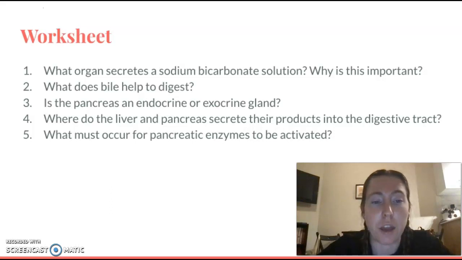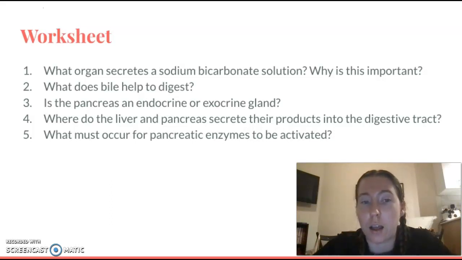Third question: is the pancreas an endocrine or exocrine gland? Fourth question is: where do the liver and pancreas secrete their products into the digestive tract? And fifth question is: what must occur for pancreatic enzymes to be activated? So those are just a little bit of food for thought. I will attach the answers to these questions along with the presentation slides, but they should all be answerable with the video. And I hope that it has been informative.